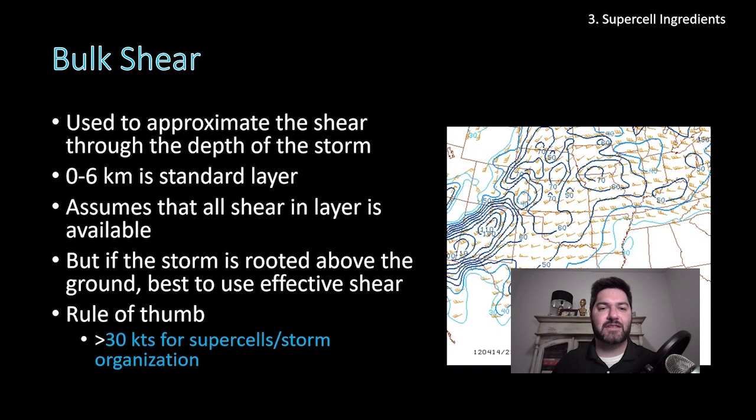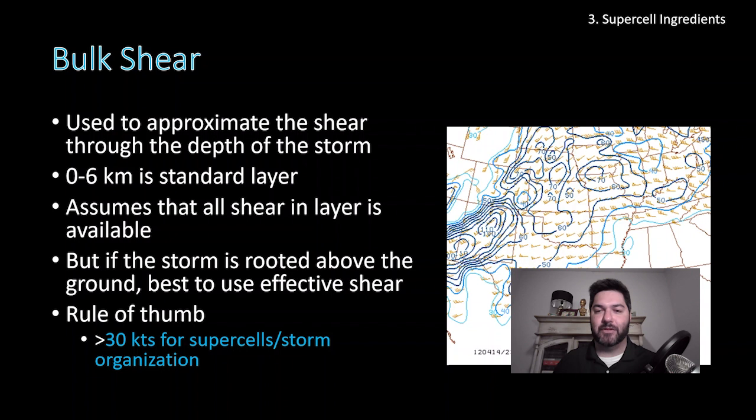Now onto the concept of bulk shear. Bulk shear is used to approximate the shear through the depth of the storm layer. So 0 to 6 kilometers is the standard layer, and it assumes that all shear in that layer is available, which may not always be the case. That's why sometimes you'll see folks using effective layer shear because it's basically what the storm can effectively use. But in this case, bulk shear will be good enough for us. The rule of thumb is that greater than 30 knots is what you need for supercells or storm organization.